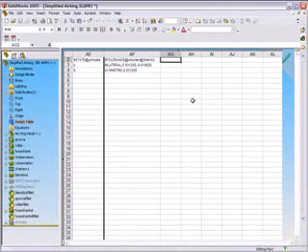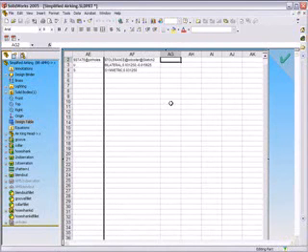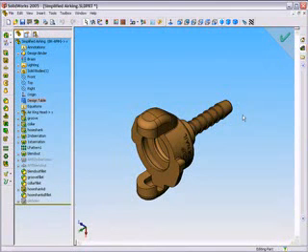So once again, SolidWorks 2005 leads the pack in configurations. Configuration-specific materials, configuration-specific tolerancing.